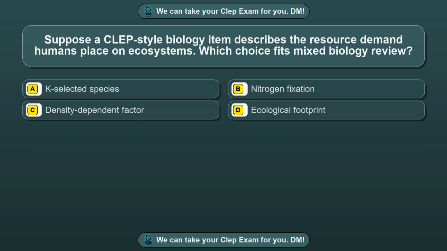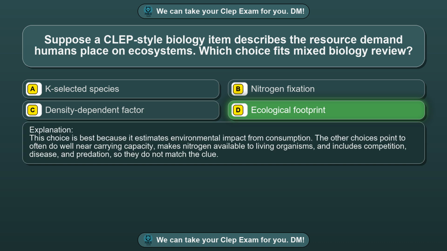Question 21. Suppose a CLEP-style biology item describes the resource demand humans place on ecosystems. Which choice fits mixed biology review? Option A, K-selected species. Option B, nitrogen fixation. Option C, density-dependent factor. Option D, ecological footprint. The correct answer is option D, ecological footprint. This choice is best because it estimates environmental impact from consumption. The other choices point to species that often do well near carrying capacity, a process that makes nitrogen available to living organisms, and factors that include competition, disease, and predation, so they do not match the clue.